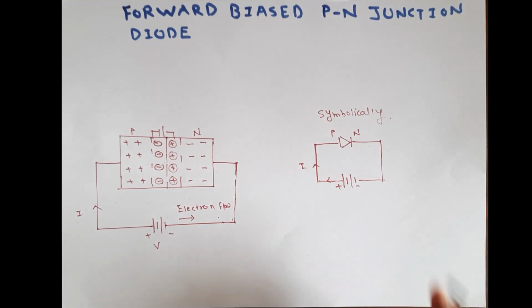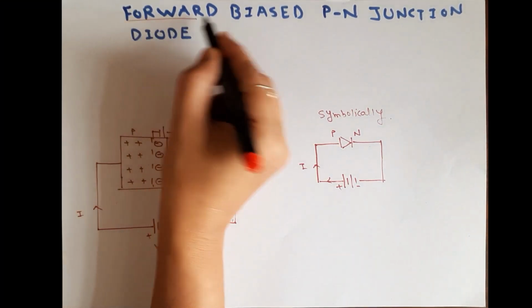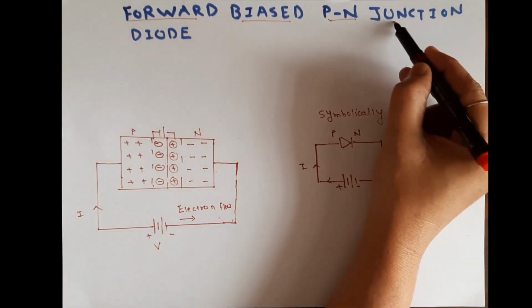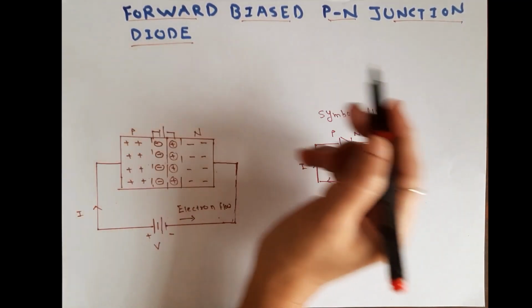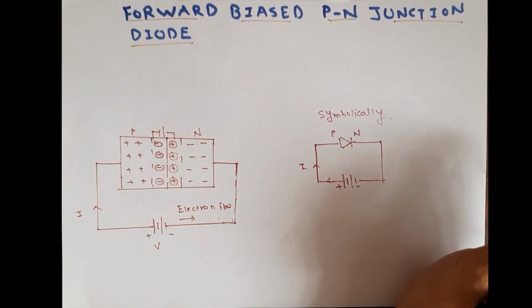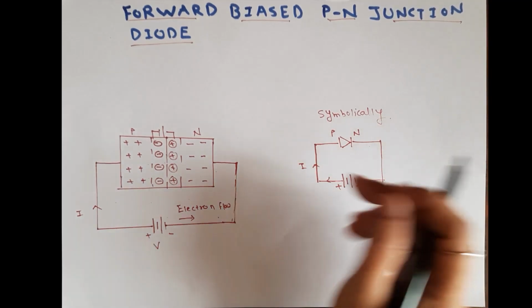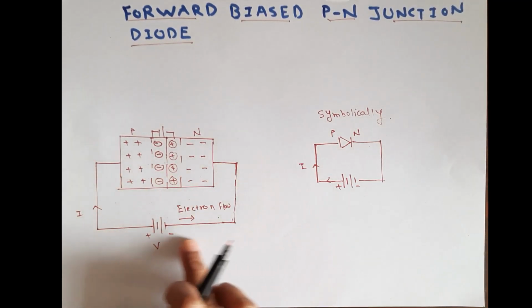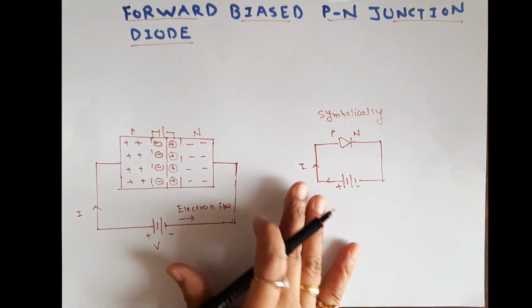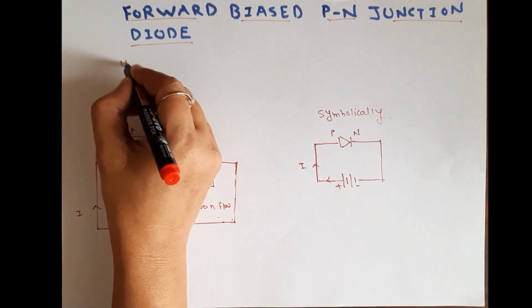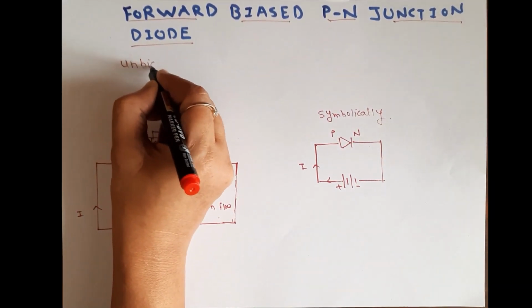Today we will discuss forward bias PN junction diode. Now first of all, what is biasing? And before that, we should know what is unbiased. Now, when no external source is connected to the diode, we call it as unbiased.